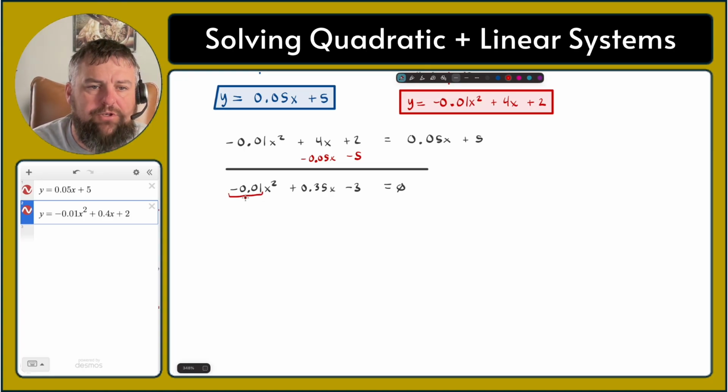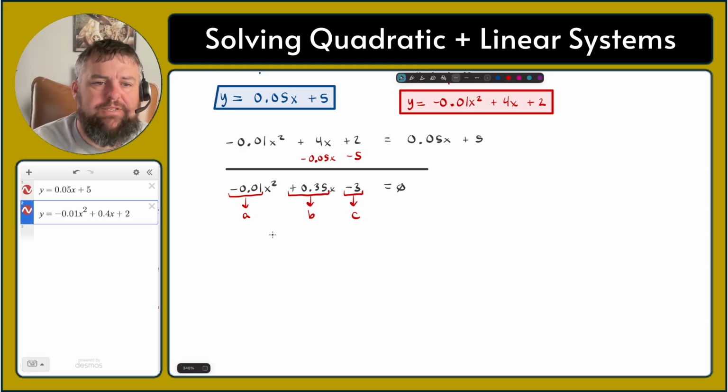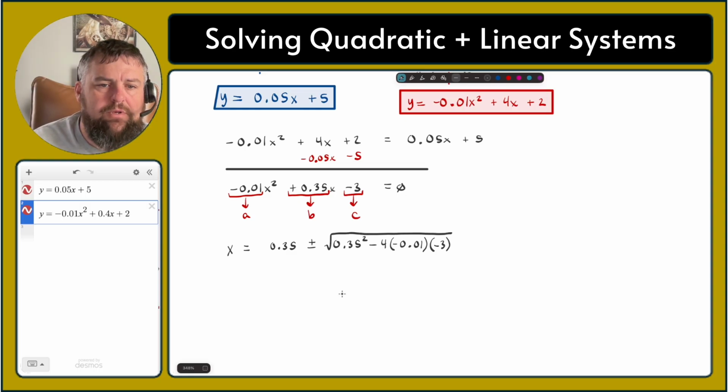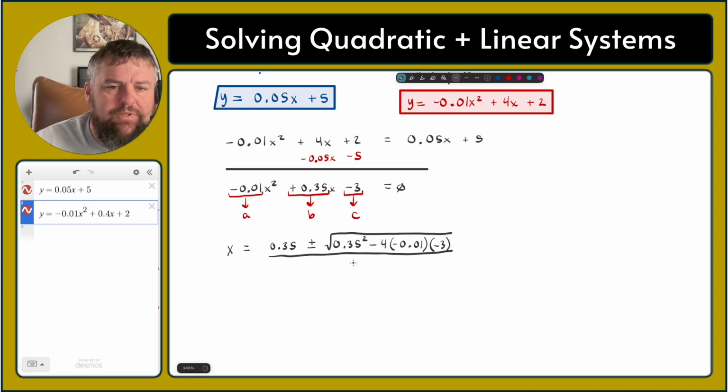What I'm going to do is use the quadratic formula this time. So there's your a, there's your b, and here's your c. Okay, so we're going to take this into the quadratic formula. So x equals 0.35 plus or minus, and then 0.35 squared minus 4 times negative 0.01 times negative 3. That'll be underneath the radical. Okay, and then we'll divide it by 2 times negative 0.01.